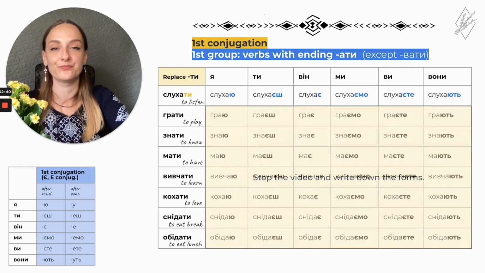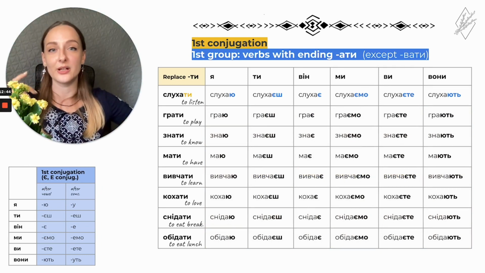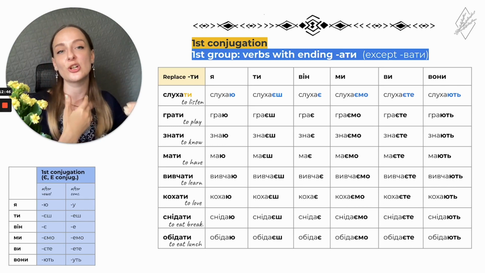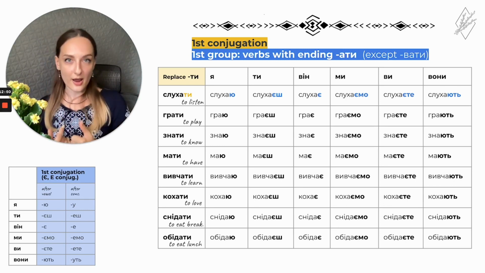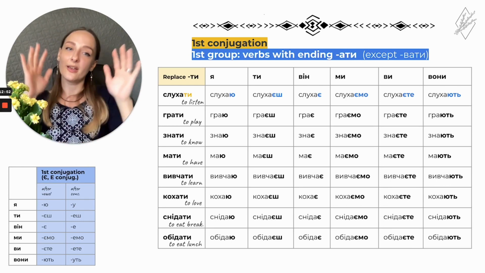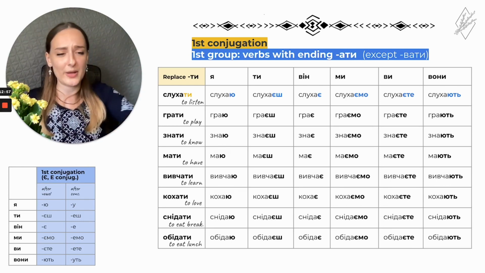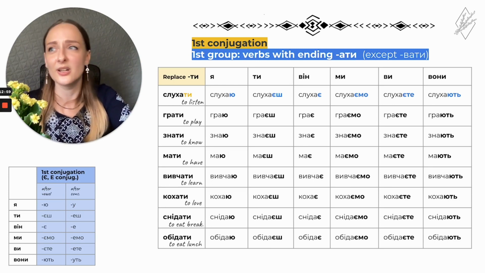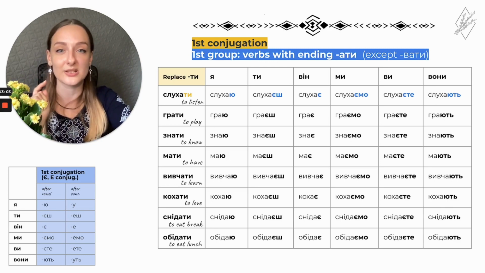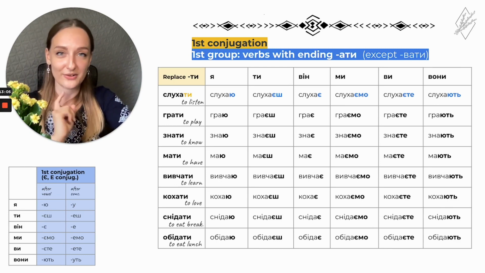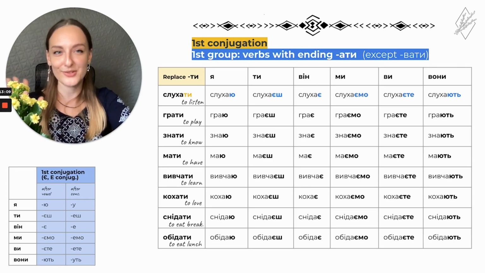So let's see. The ending will be the same as in the example. Граю, граєш, грає, граємо, граєте, грають. And other verbs you can check by yourself. I won't spend our time now reading all of them. You can again stop the video and check yourself. But doing this exercise is very important for you. So this is the rule for the ending ати.